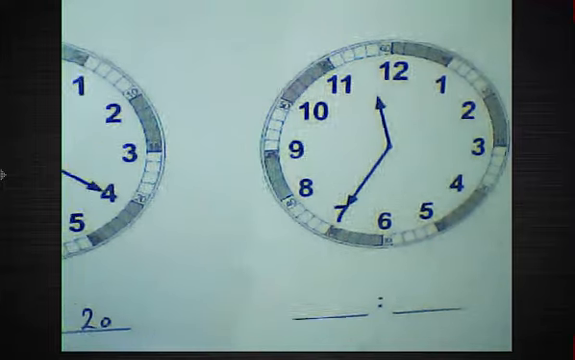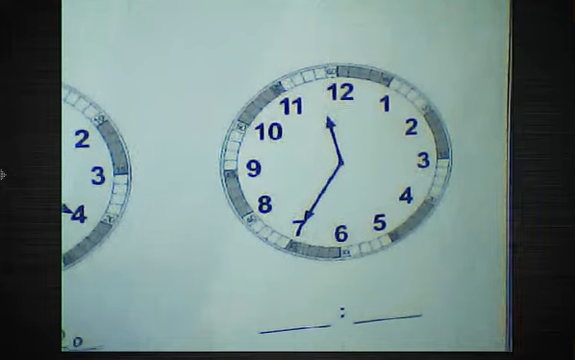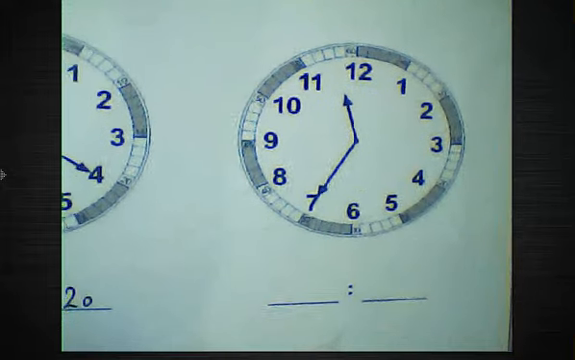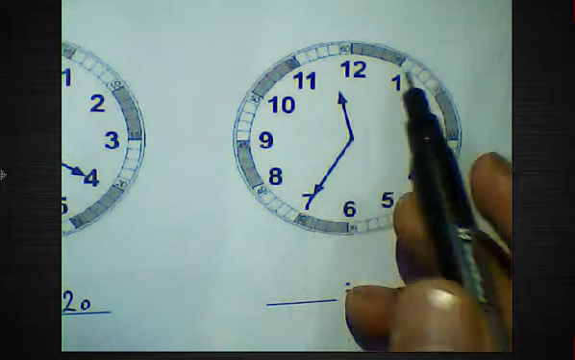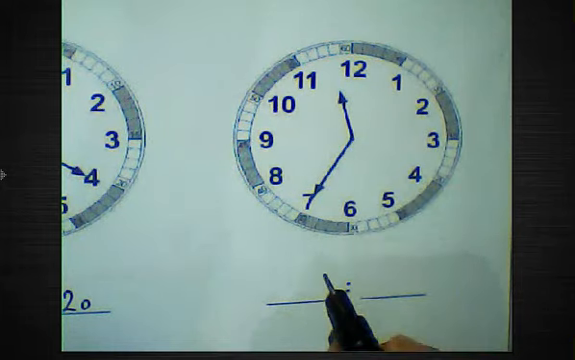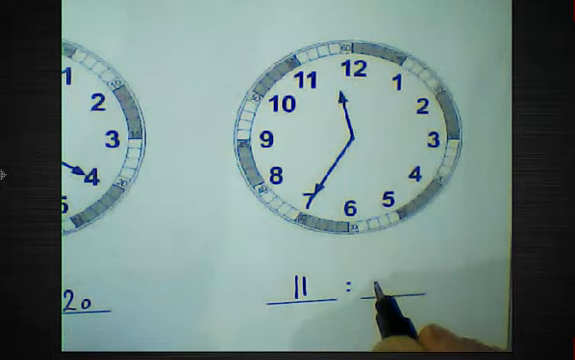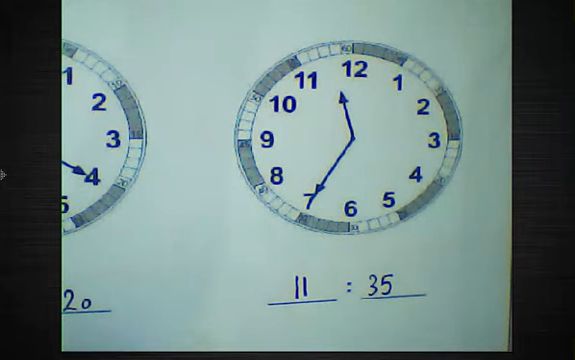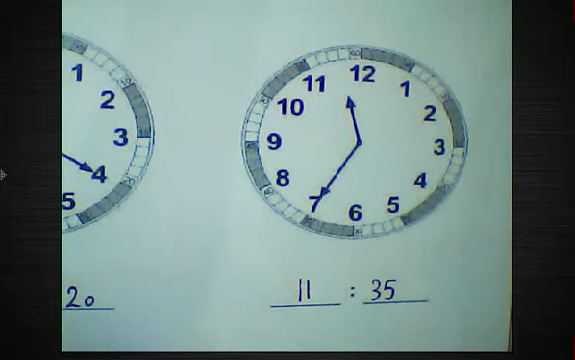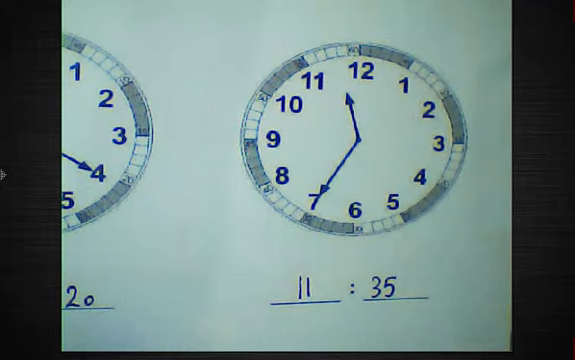Okay, this clock here, look at it with me. The small hand lies between 11 and 12. It's nearest to 12, so we must write here 11, and 5 times 7 equals 35. Then this time will be 11 and 35. We can read this clock: 11 and 35, 11 hours and 35 minutes.